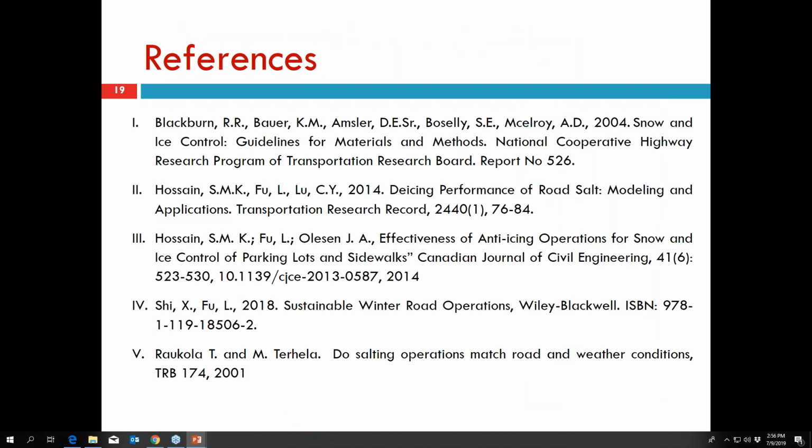That's all I have, and these are the references I summarized. There are many others. If you have a particular interest in anything or you want to know more, I can share those documents. Of course, you can ask me a question now.